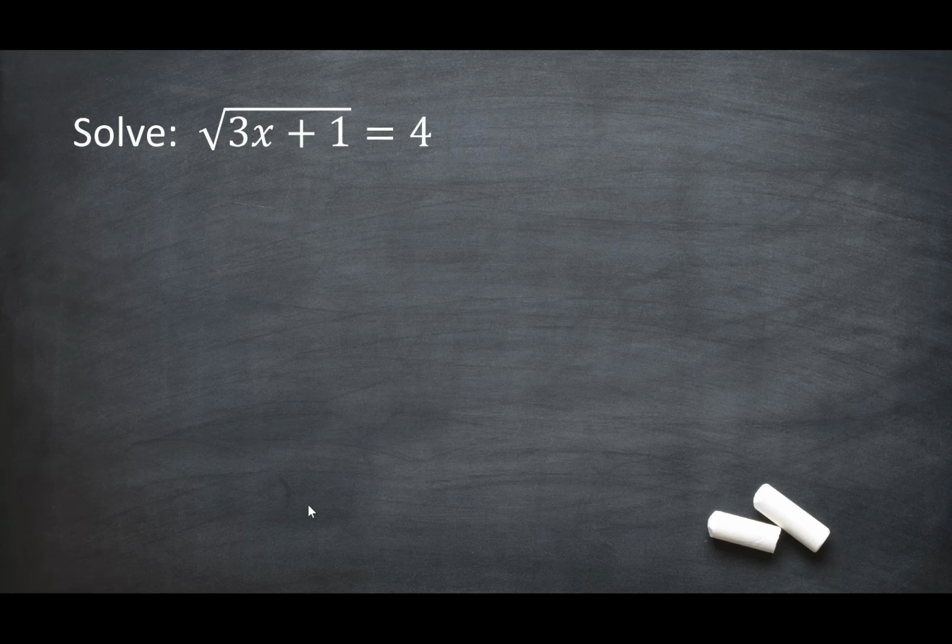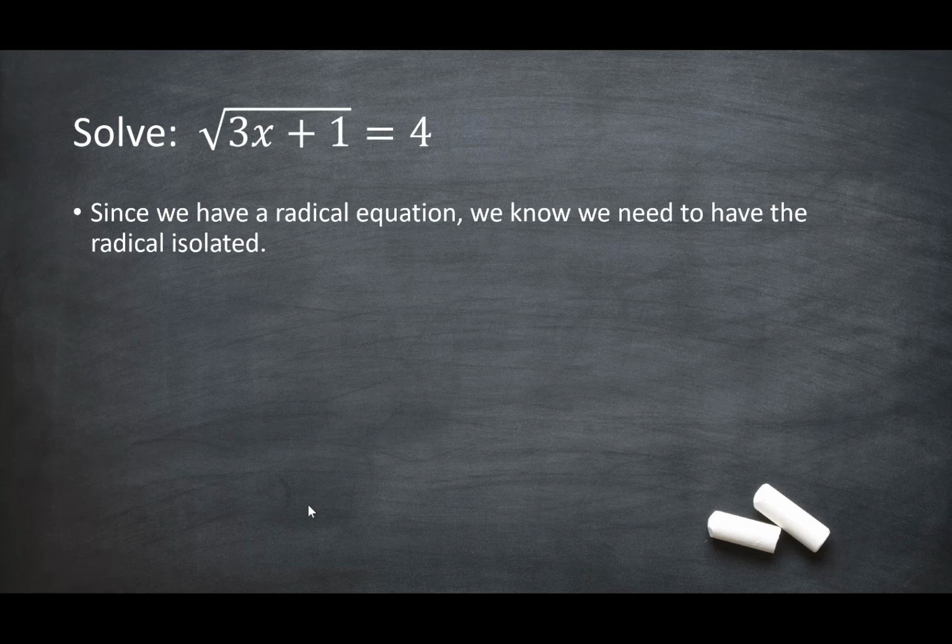So let's take a look at another example. Solve the square root of 3x plus 1 equals 4. Again, I notice in this case I have a radical equation, and the first thing we have to do is check that since we have a radical, is the radical isolated by itself on one side? Sure enough, this is the case.